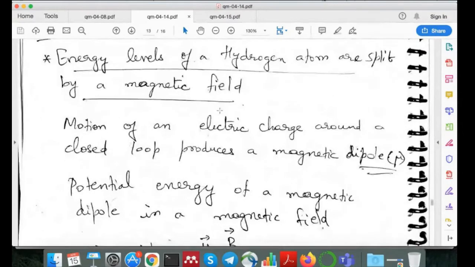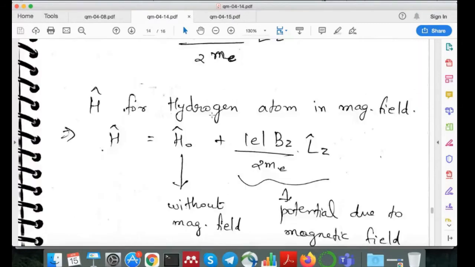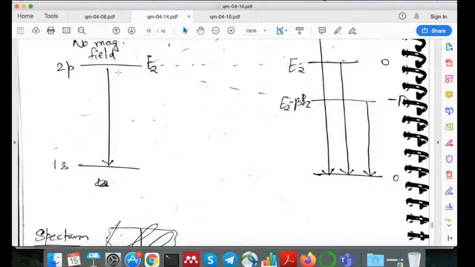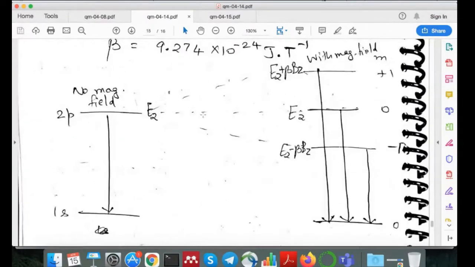And then there was one thing that I explained to you, which was what happens to the energy levels of a hydrogen atom when it experiences a magnetic field. In that case, what happens? The m levels. So for any particular value of l, let's say for l equal to 1, there are three possible m values, plus 1, 0, and minus 1. So when there is no magnetic field, those three levels are at the same energy level. And then when there is a magnetic field, those three m levels basically split up into three different levels.